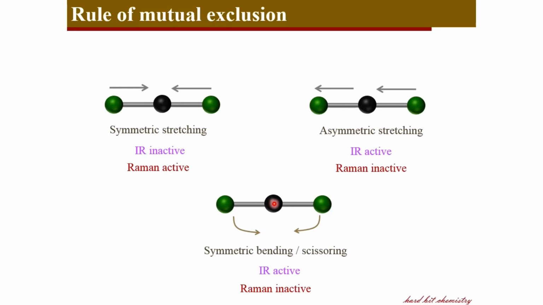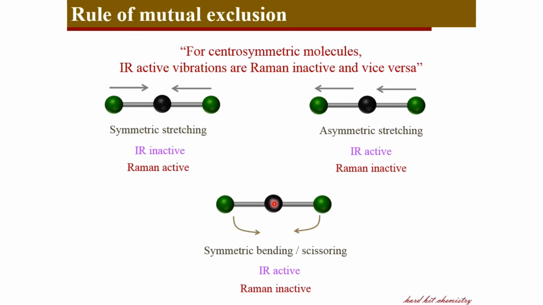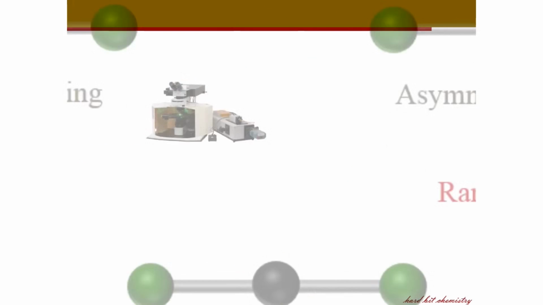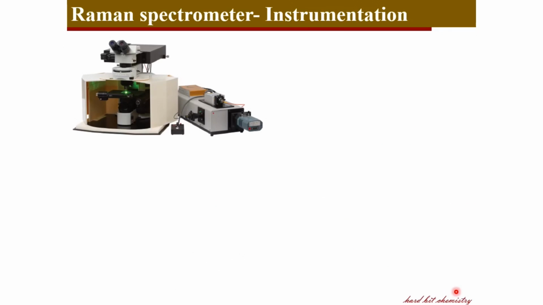So we reach the conclusion that for a centrosymmetric molecule, the IR active vibrations are Raman inactive and vice versa. This is called the rule of mutual exclusion. This helps us in molecular structural characterization, in that IR spectroscopy and Raman spectroscopy can complement each other for a stronger structural characterization.